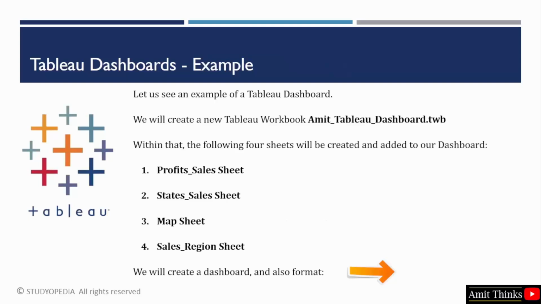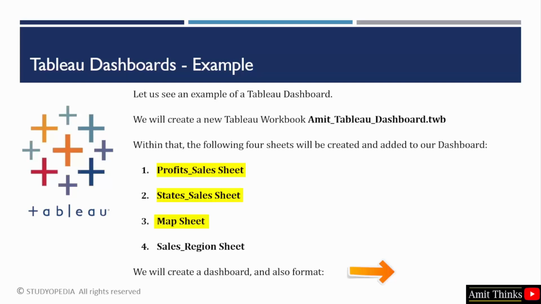Now we will see an example. I already told you that we'll be including 4 sheets. First, we will create a new Tableau workbook and name it Amit_Tableau_dashboard. Within that, we will create 4 sheets. The first sheet will display the sales and profit for each subcategory segment wise. The second will include the sales across the different states. The third will include a map.